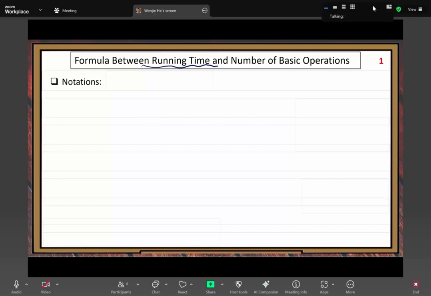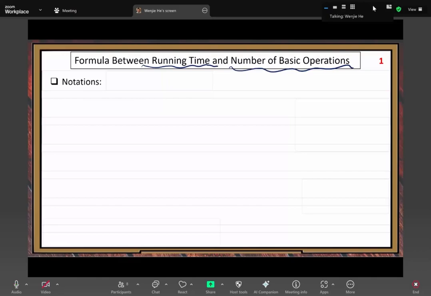Second one, because that measure is not stable, as we learned before. The running time, response time measure is not stable, so we want some stable measure. The stable measure is the number of basic operations. This measure is stable because it does not rely on your hardware or software. After you find an algorithm, this number is fixed.